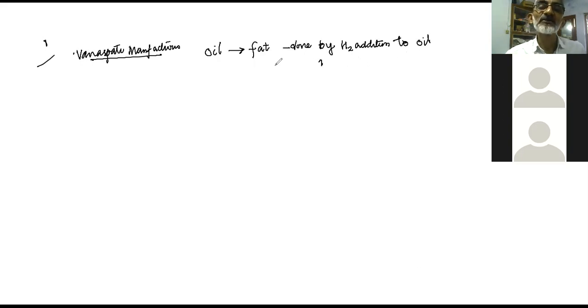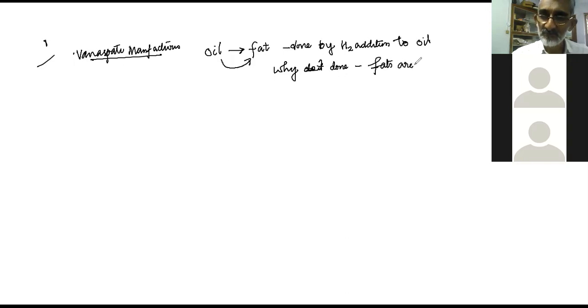So saturation of the double bond will increase the melting point. And that way oil becomes fat. Now why do you do that? Why is it done? Fats are more stable than oils.